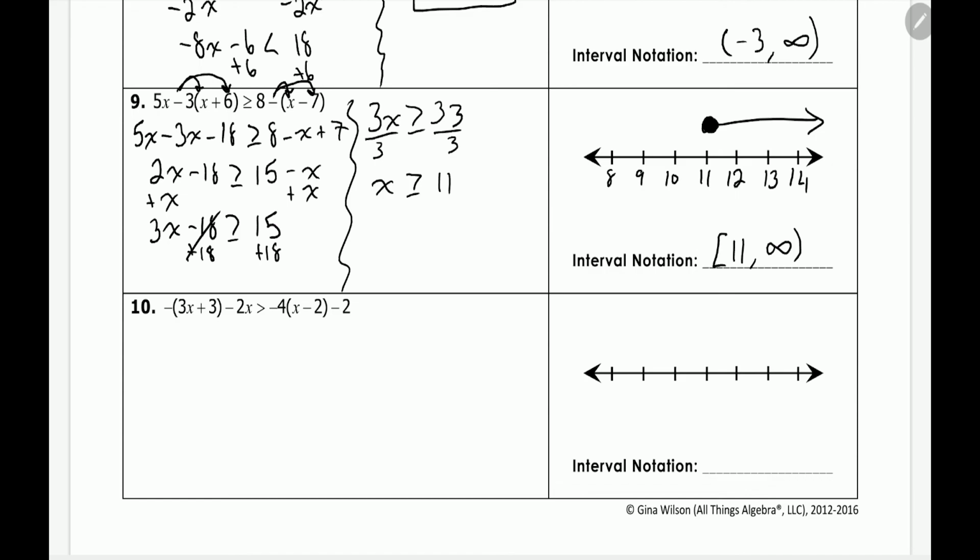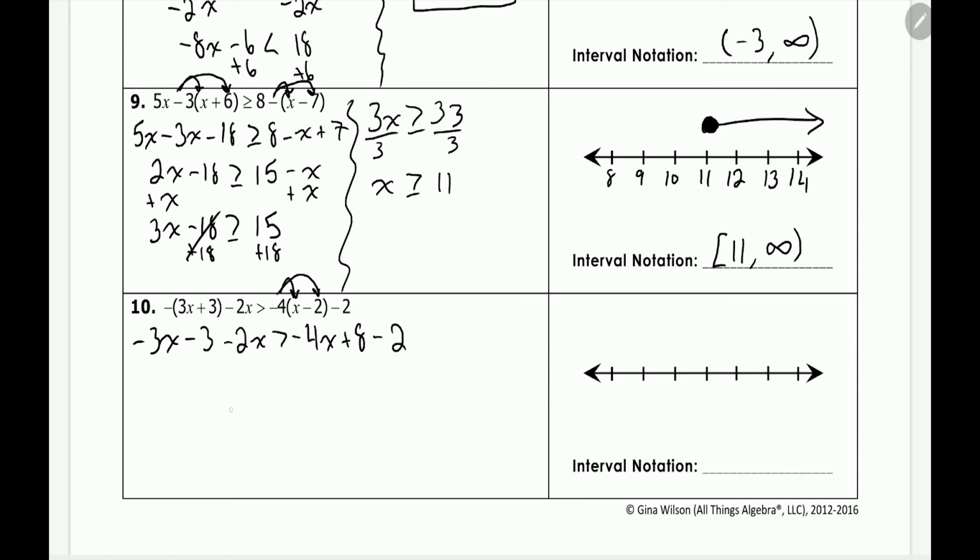Let's take a look at number 10. We have negative times the quantity of 3x plus 3 minus 2x is greater than negative 4 times the quantity x minus 2 minus 2. Let's start solving this. Distribute the negative sign. So we have negative 3x minus 3 minus 2x is greater than. Distribute negative 4. Negative 4 times x, negative 4x. Negative 4 times negative 2 is going to be plus 8 minus 2.